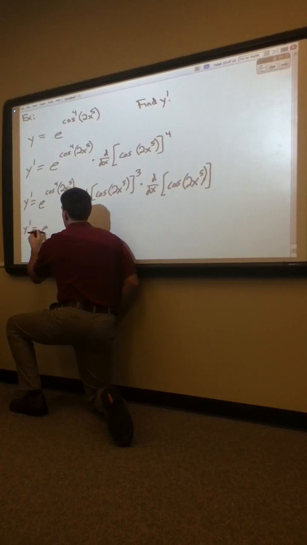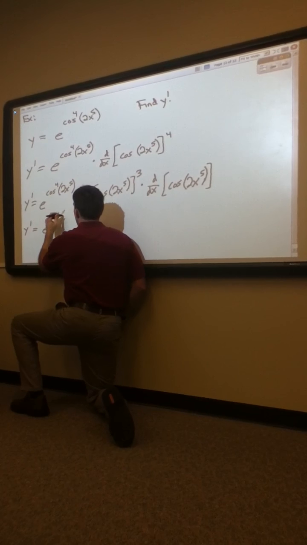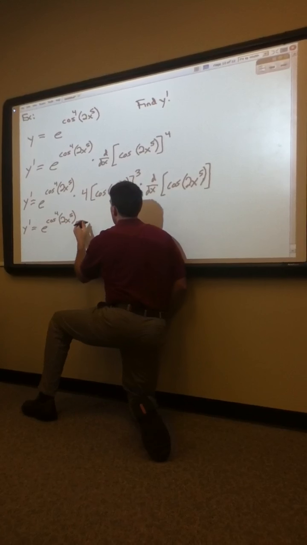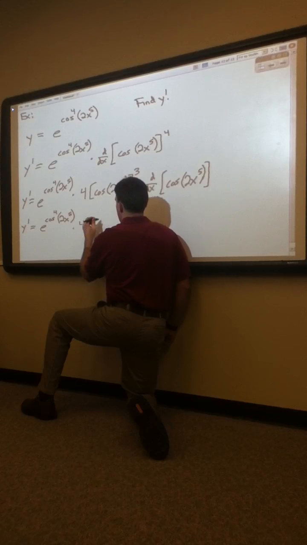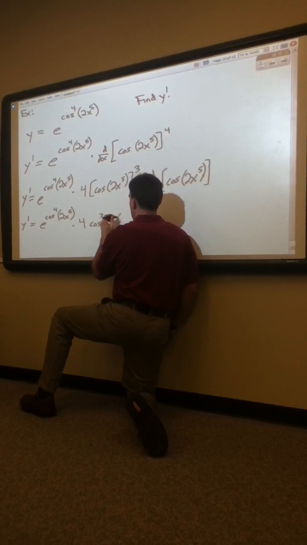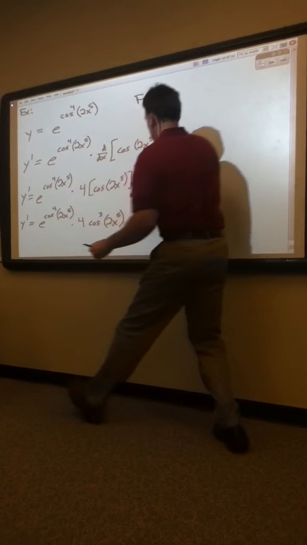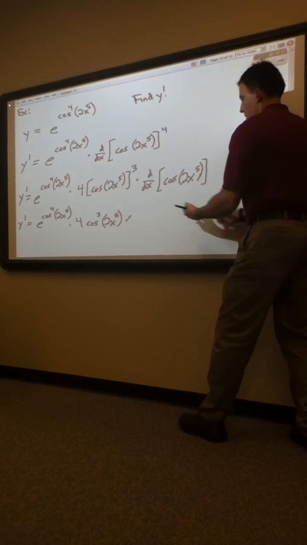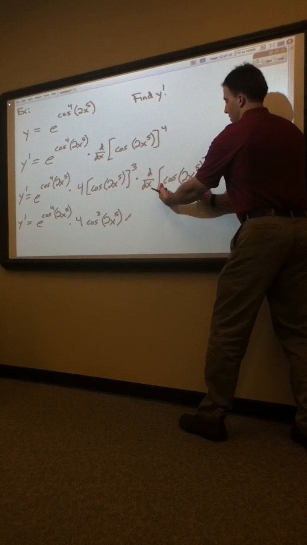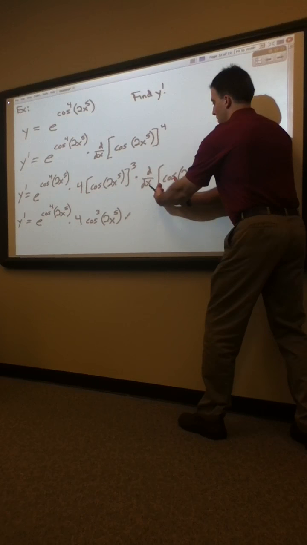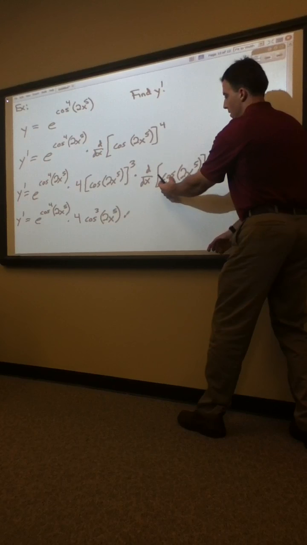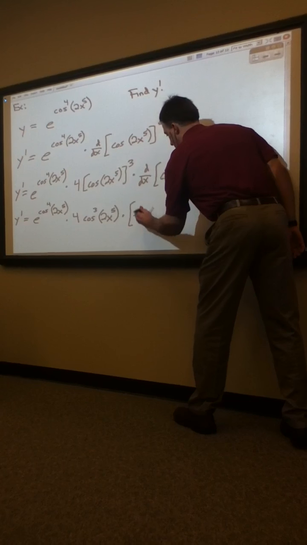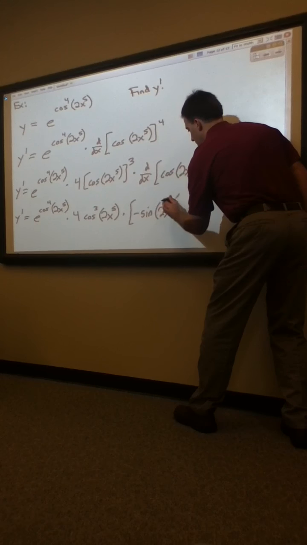So y prime is e to the cosine to the fourth power of 2x to the fifth times 4. I'm going to put this as cosine cubed of 2x to the fifth to make it look standard. Most people would put the exponent right on the trig function like that. And then times, so looking at cosine of 2x to the fifth, what's the outer function here? Cosine is the outer function, and 2x to the fifth is the inner function. So we take the derivative of the outer function. What's the derivative of cosine? Negative sine. So it'll be the negative sine of 2x to the fifth power.